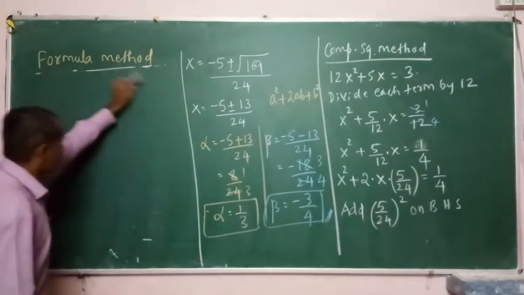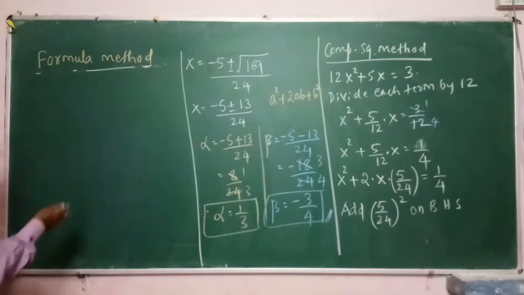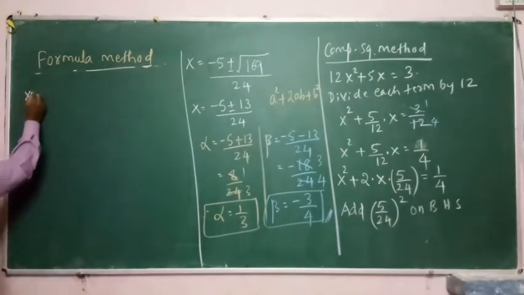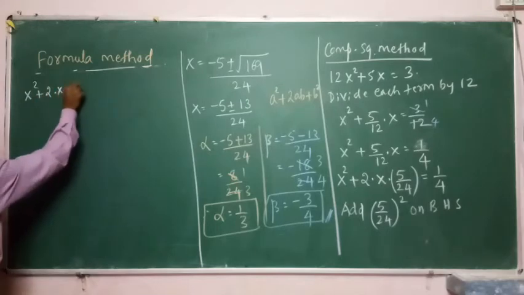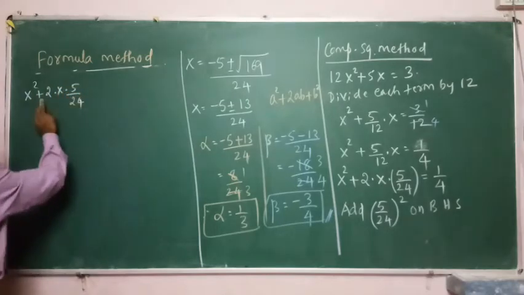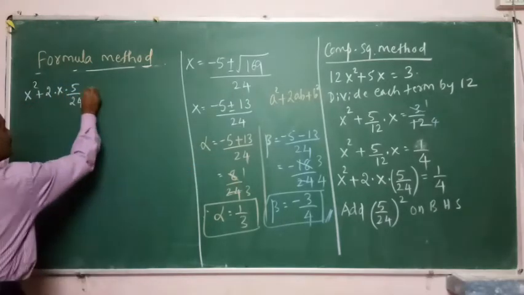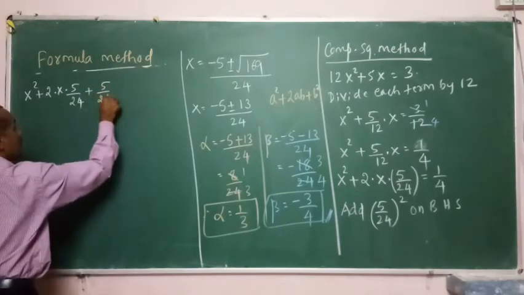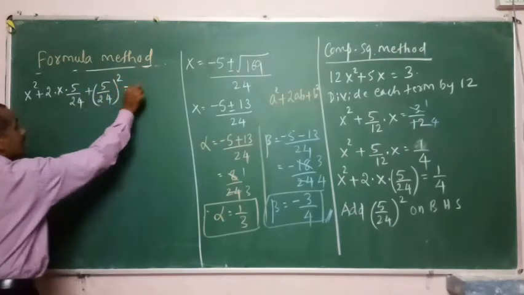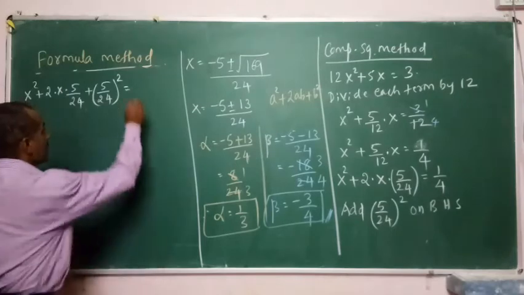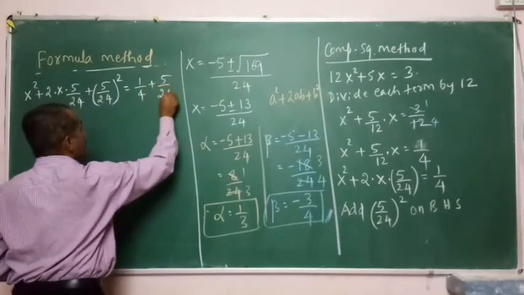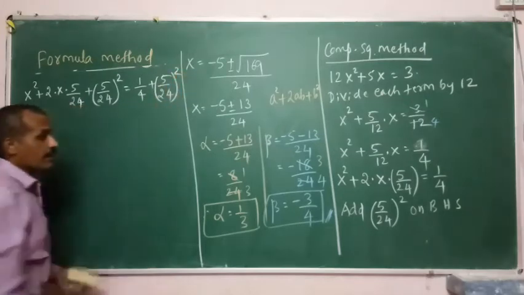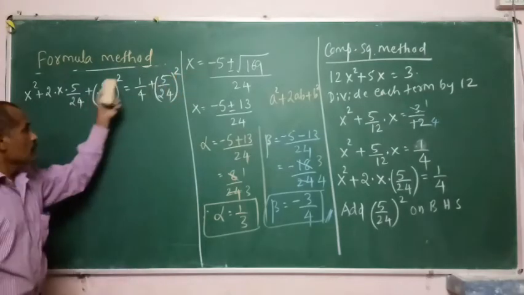Add it on both hand sides. What happens? It is x square plus 2 into x into 5 by 24, already there, plus 5 by 24 the whole square is equal to, what is that? 1 by 4 plus 5 by 24 the whole square, added on both hand sides.